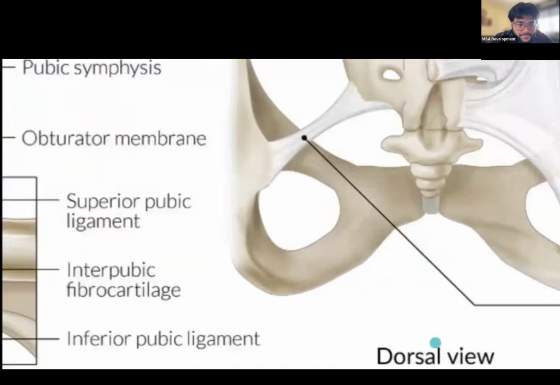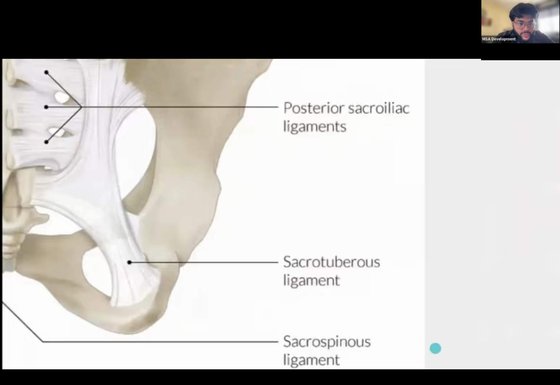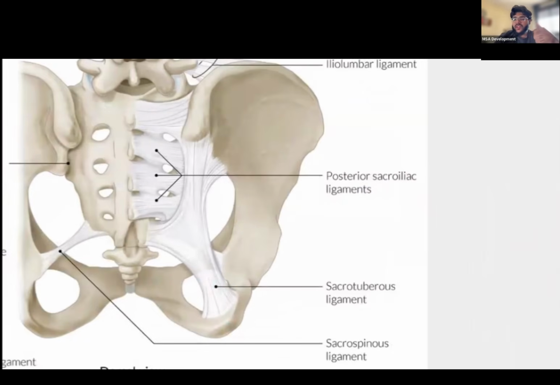Then we have our sacrotuberous ligament. The sacrotuberous ligament is a very large ligament. It goes from the sacrum to the ischial tuberosity, and it stabilizes the pelvis and converts the notches in your sacrum into foramina.